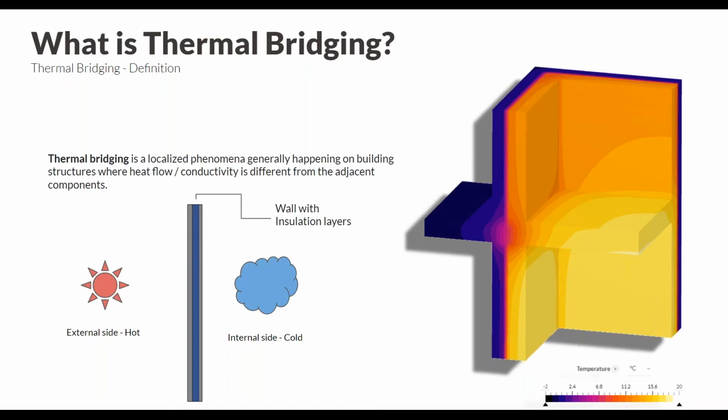And this will cause the thermal bridging to happen actually. On the left, you can see a simple case, which is simplified, which is a wall with insulation layers, and we have two different ambient conditions from the external or internal side, one being hot, one being cold, and hence there is a temperature difference, and this leads to thermal bridging in this particular wall section.